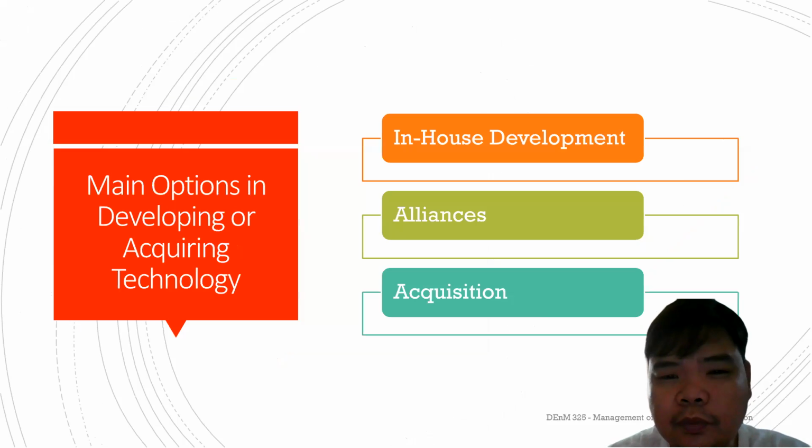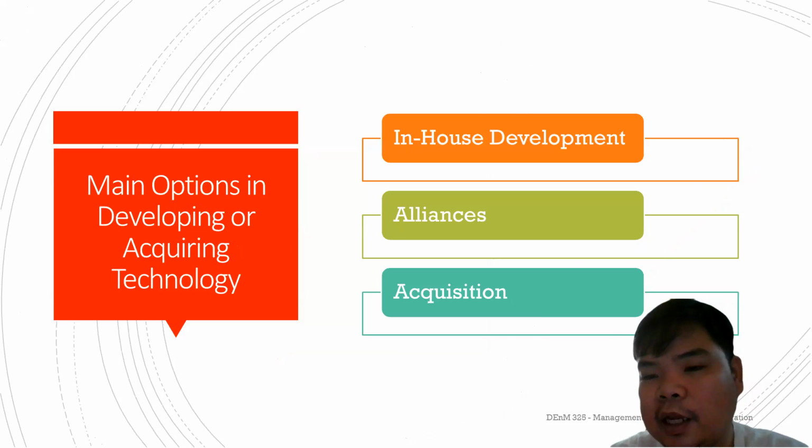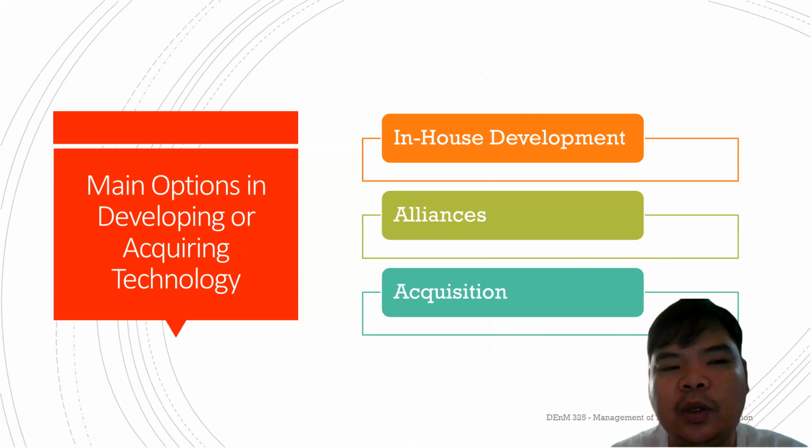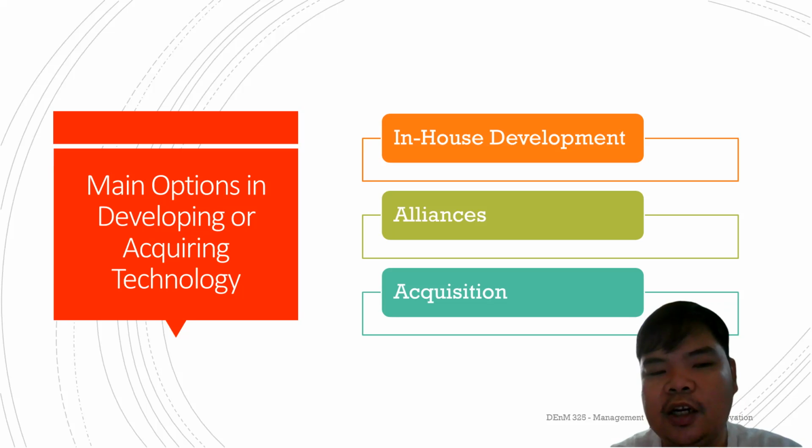So now, there are actually three main options in developing or acquiring technology. We have in-house development, alliances, and also acquisition. When we say in-house development, this is favored if the technology is a key competitive advantage. The business may have experience of achieving first mover advantage, and it requires strong insights into the technology and the market needs. The business must also be willing to take commercial and financial risk.